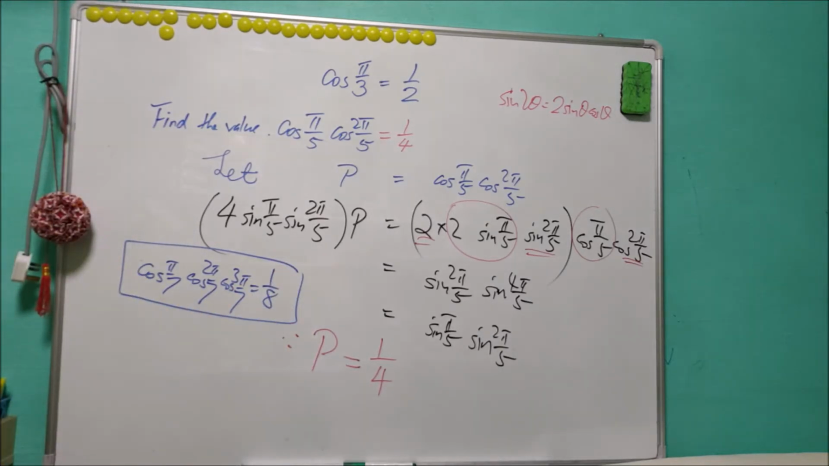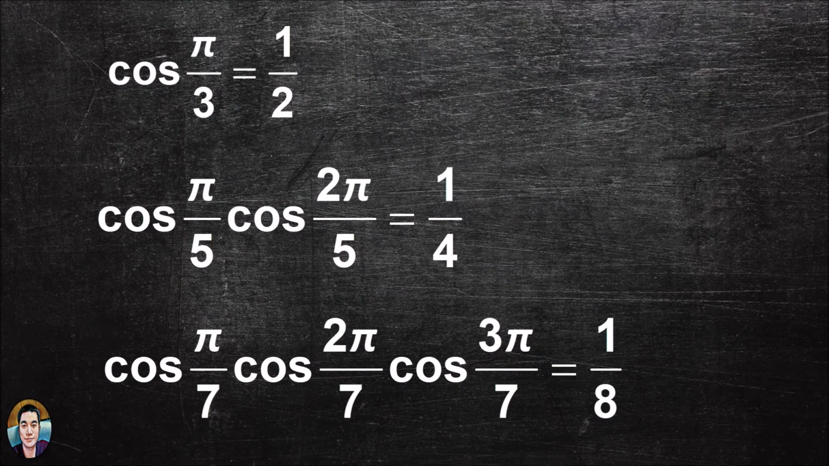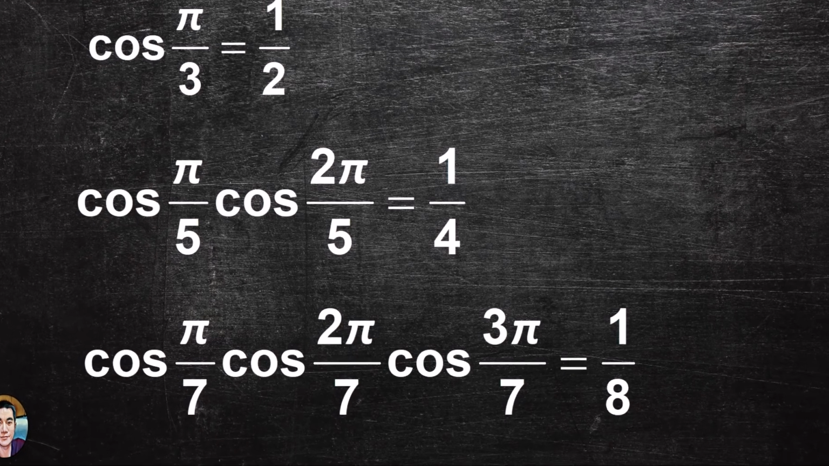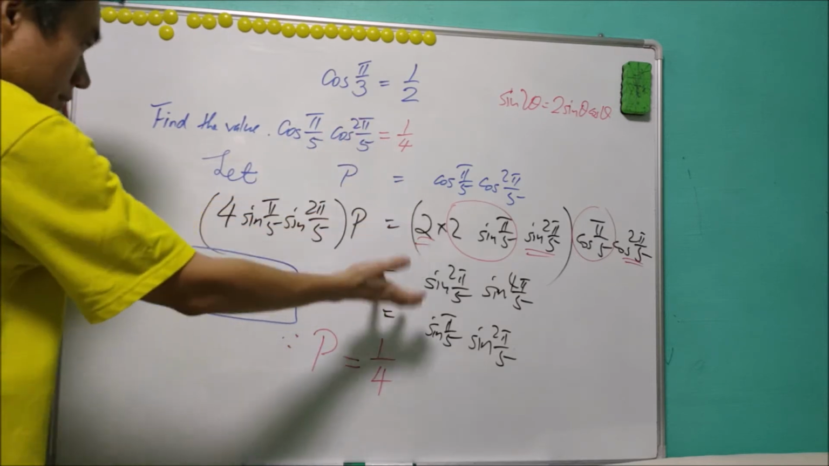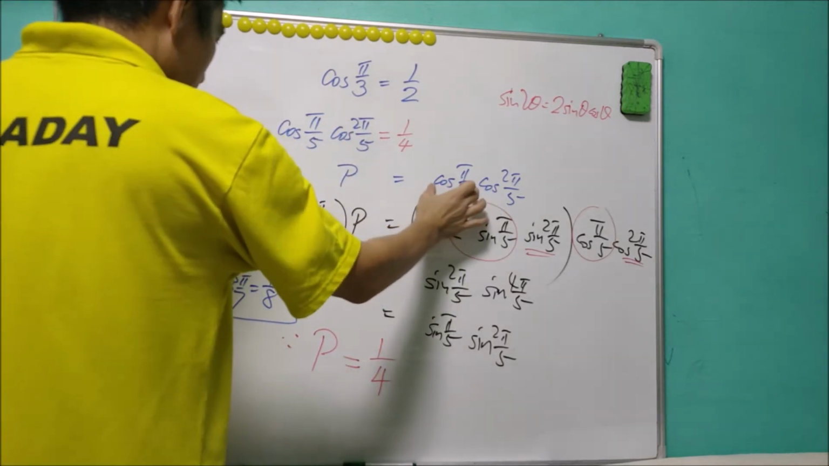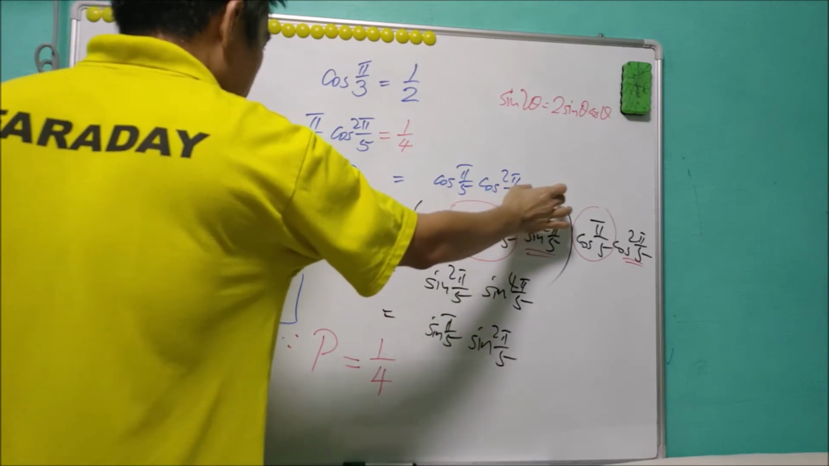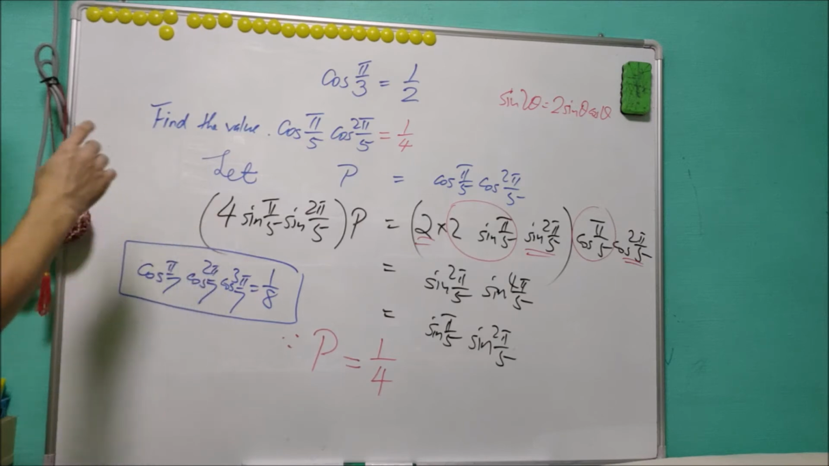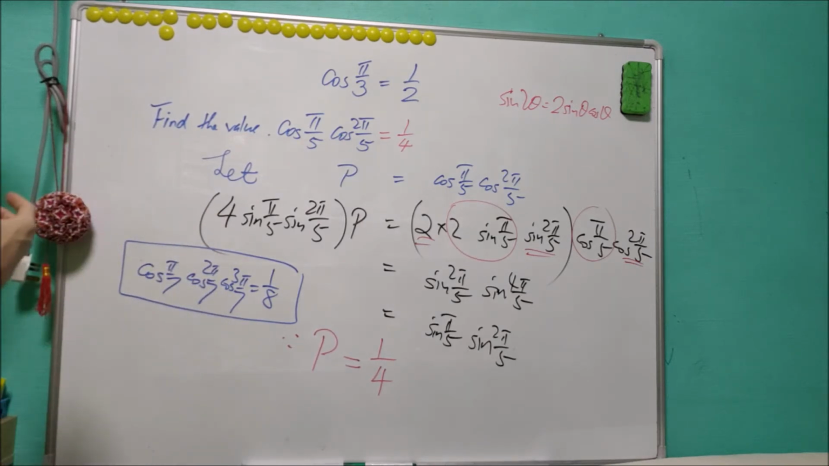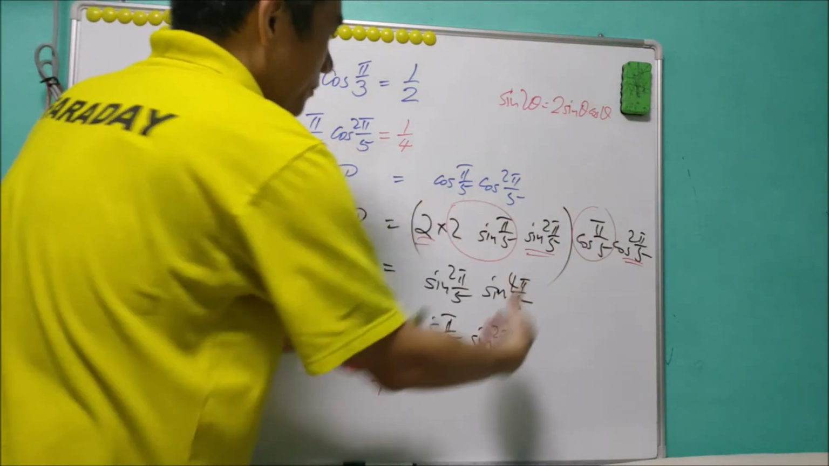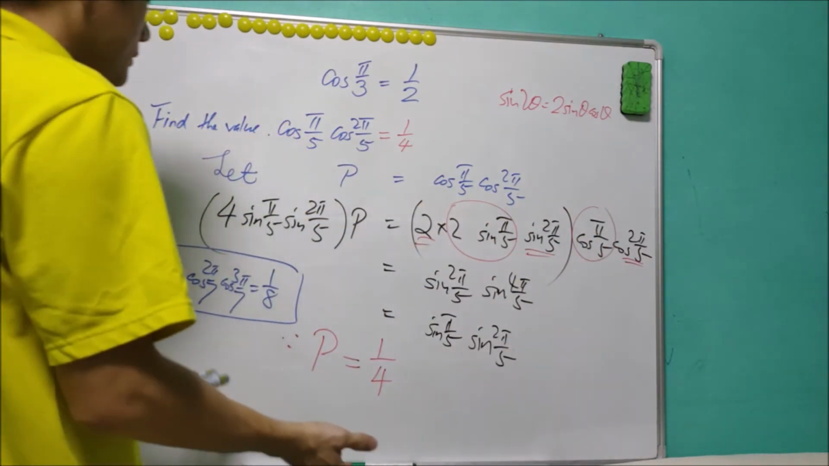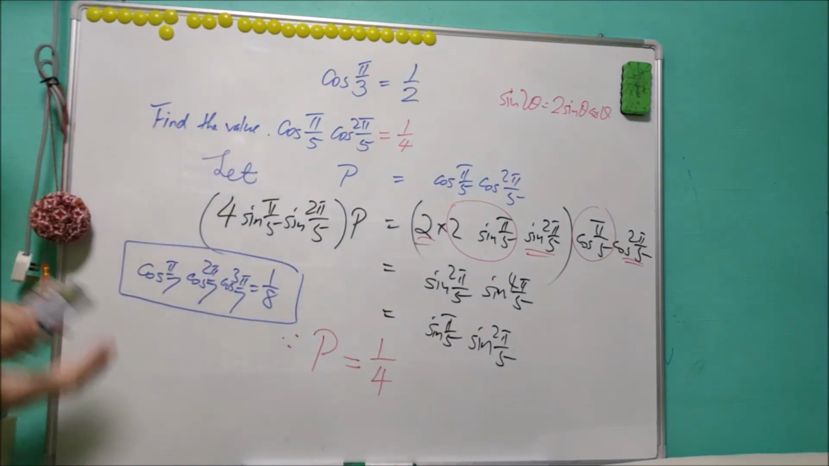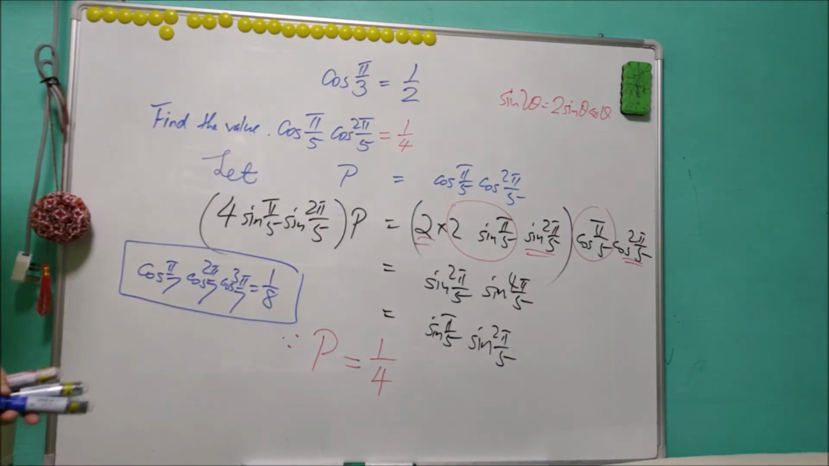And how to prove that? You just need to do a similar thing. Say that this is equal to p, cosine pi over 7, cosine 2 pi over 7, cosine 3 pi over 7. And multiply with 8 of sine pi over 7, sine 2 pi over 7, and sine 3 pi over 7. And group them, pair them up accordingly, and you will see that they will cancel off and give you the answer equal to 1 over 8.